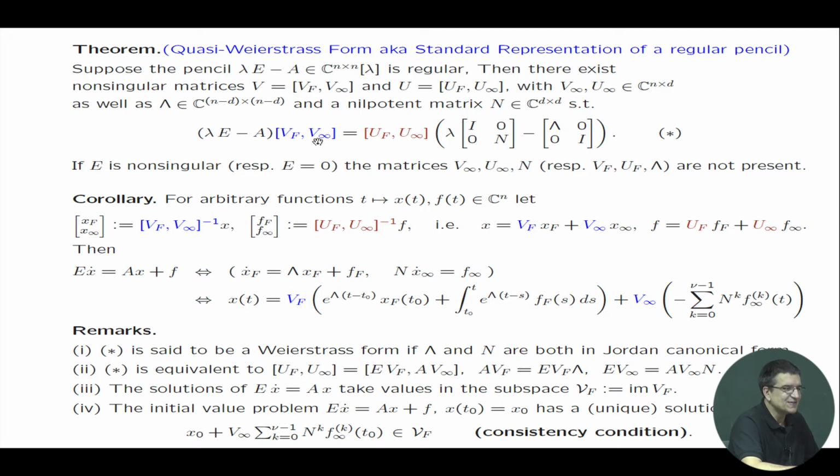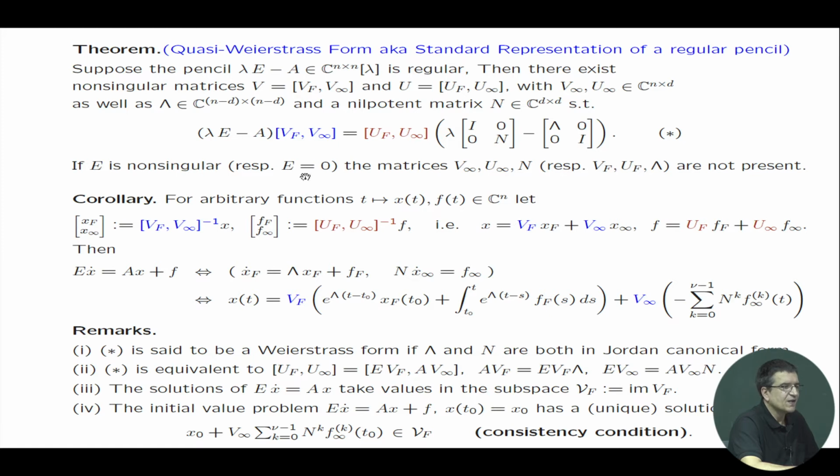With the V infinity, there we have eigenvectors and Jordan chains belonging to the infinite eigenvalue. And the U matrices are just computed from the V matrices. We will see the connection later. But what does this mean for the solution of our differential algebraic equation?